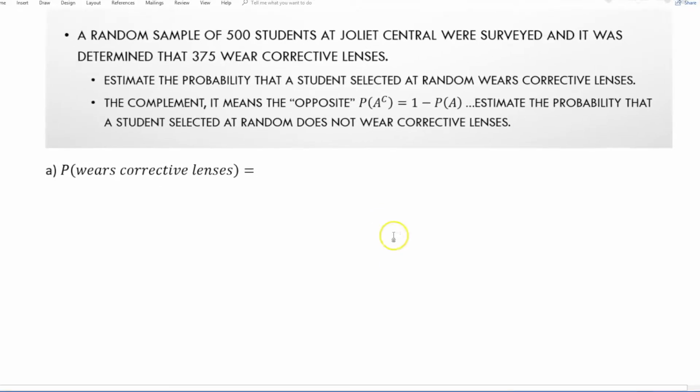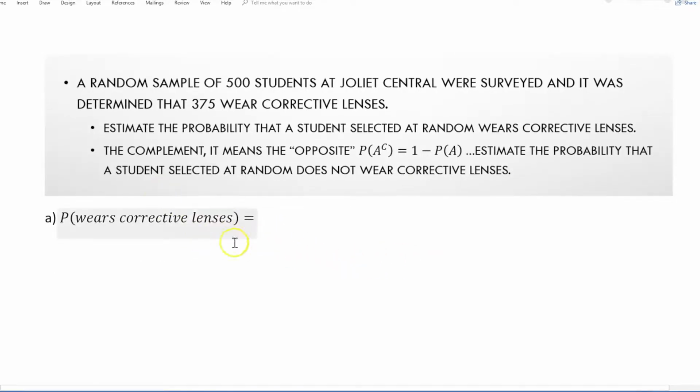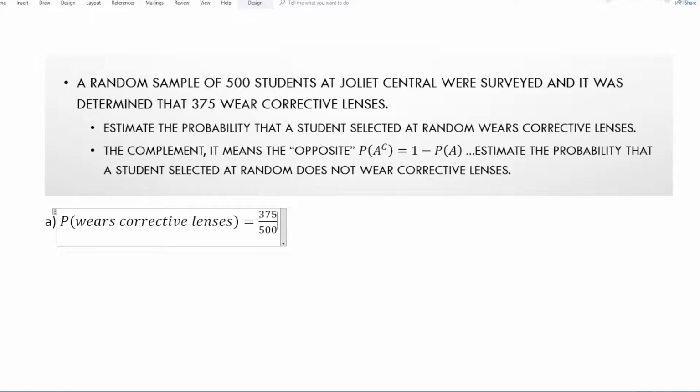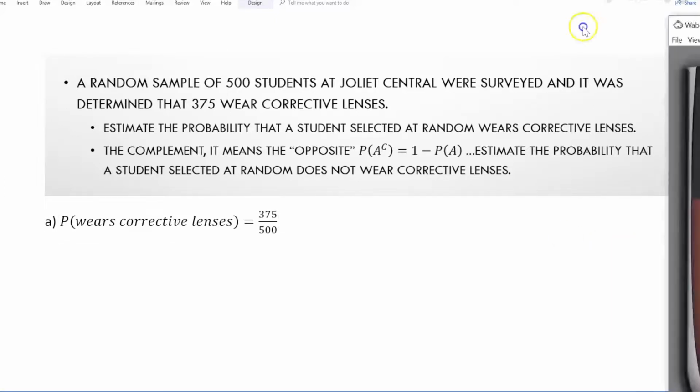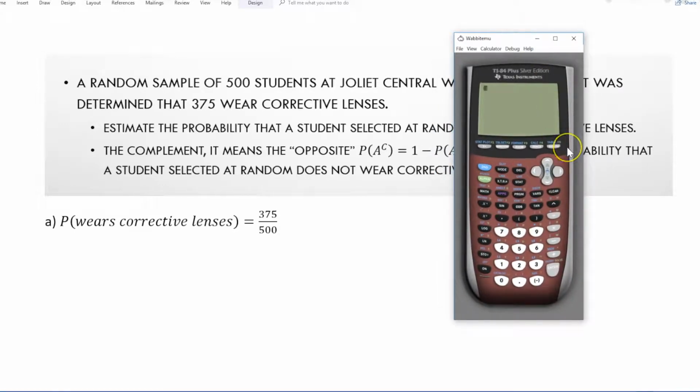So instead of writing like probability of A, I just put literally what I'm finding. The probability that they wear corrective lenses. So how many students wear corrective lenses? 375, right? How many total students are there? 500. I'm just getting a calculator. I really don't feel like doing that one in my head. All right, so 375 divided by 500, 0.75.